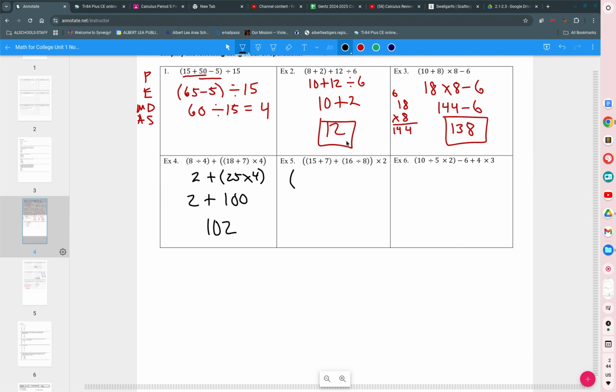And here I have 15 plus 7 is 22. And 16 divided by 8 is 2. Again, I need to focus on the parentheses. I have 24 times 2. Gives me a grand total of 48. You try the last one on your own.